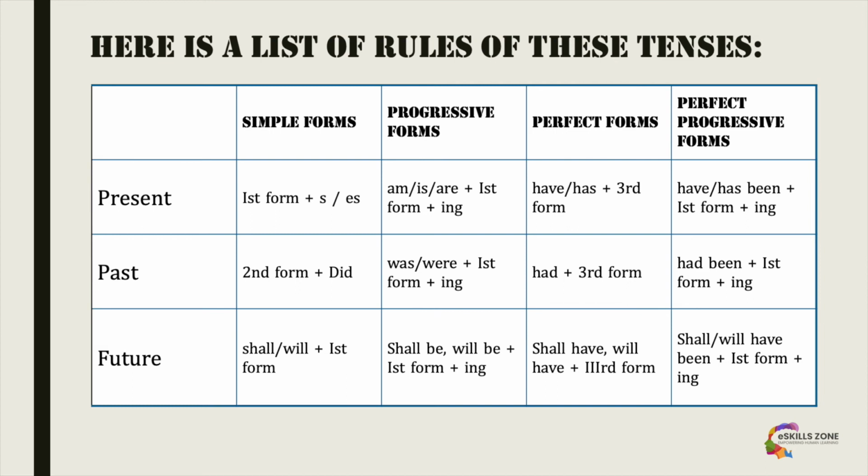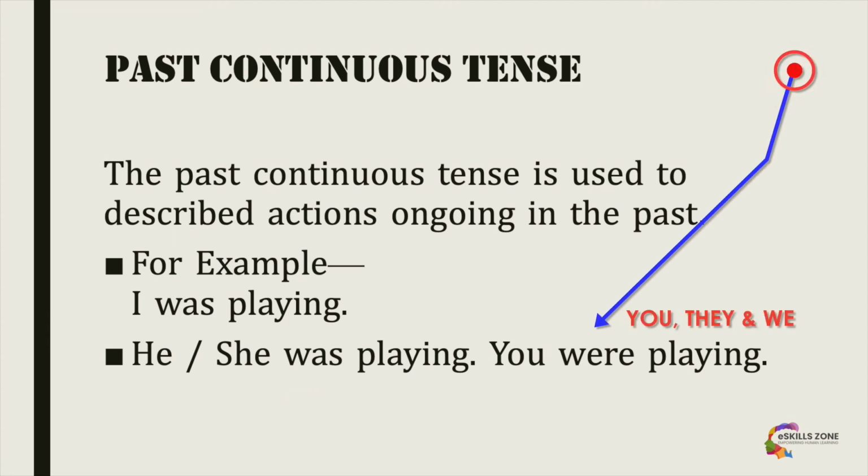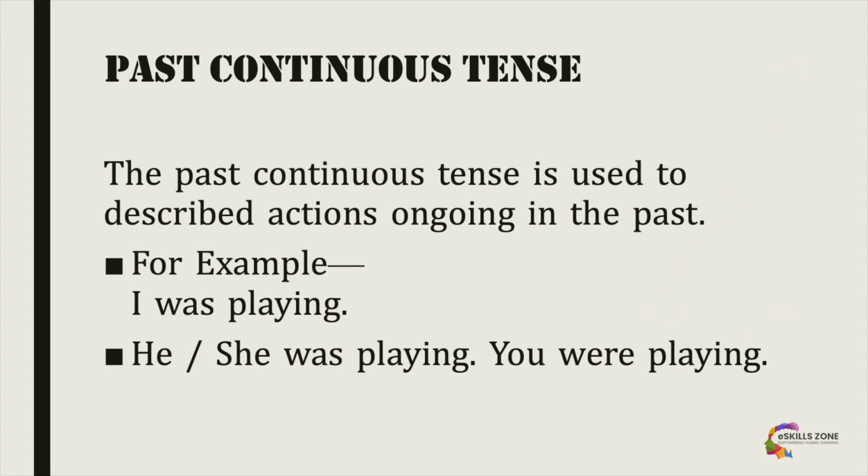So I'll give you a quick recap about the past continuous tense. The past continuous tense is used to describe actions ongoing in the past. So there are two helping verbs. The first one is was, which we use with he, she, it and I. And there's another helping verb, were, which we use with you, they and we. I've given you some examples during this video, and I'll request you, once you finish the video, start some practice. This will give you more confidence about learning this new tense.